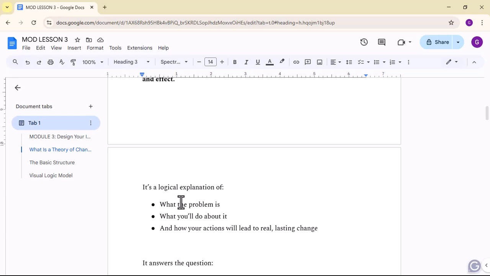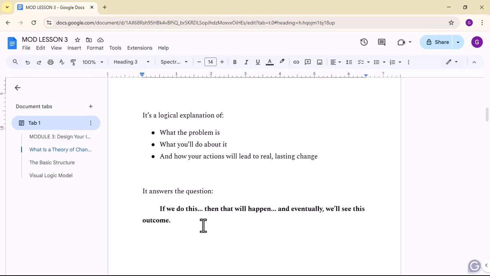It's a logical explanation of what the problem is. You are explaining what the problem is and what you will do about it, and how your actions will lead to real, lasting change regarding the problem. So the theory of change answers the question: if we do this, then what will happen, and eventually we will see this outcome.